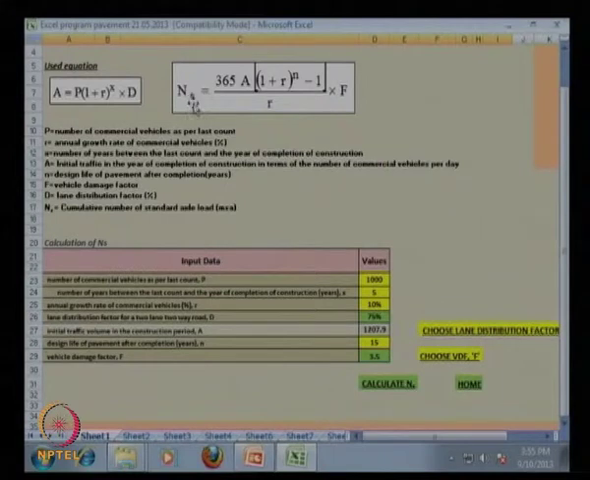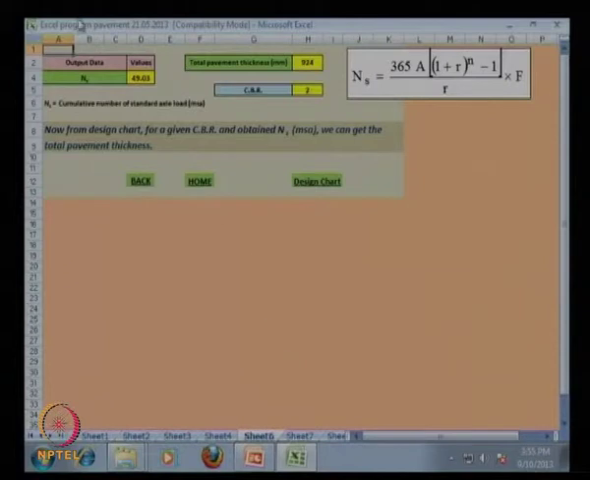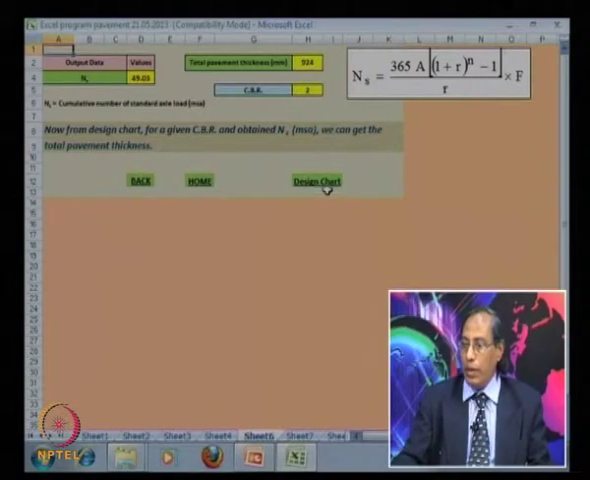So now you calculate that Ns value. Here it is shown. From the output you can see that the Ns value is 49.03. All the values are known, and from this you can calculate the total pavement thickness, that will be 924 for the California bearing ratio value of 2. So Ns is the cumulative number of standard axles.